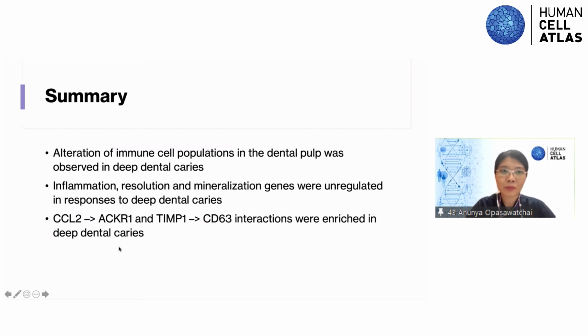So to summarize, we found the alteration of immune cell populations in the dental pulp in deep dental caries, and we found the upregulation of genes associated with inflammation resolution and mineralization in deep dental caries. CCL2, ACKR1, and TIM1, CD63 are the interactions that were enriched in deep dental caries.